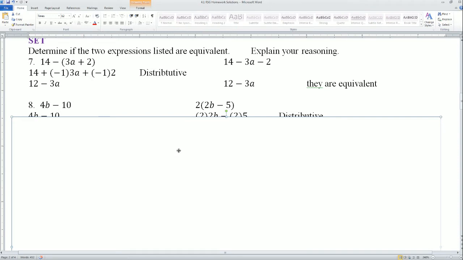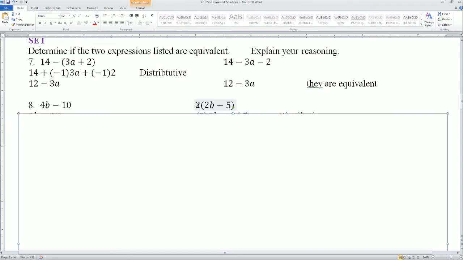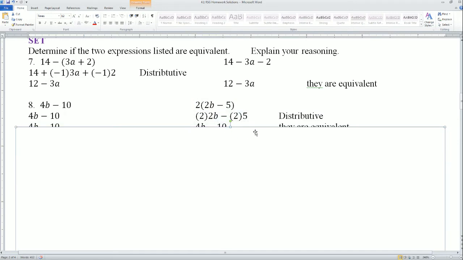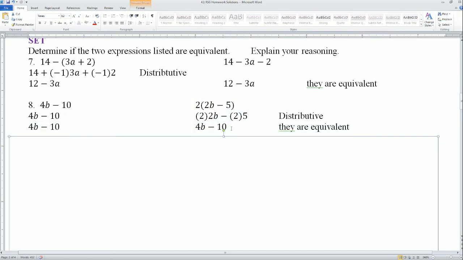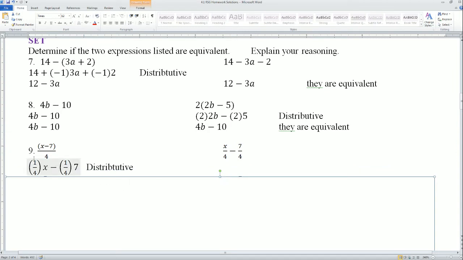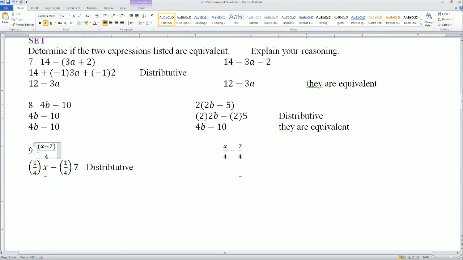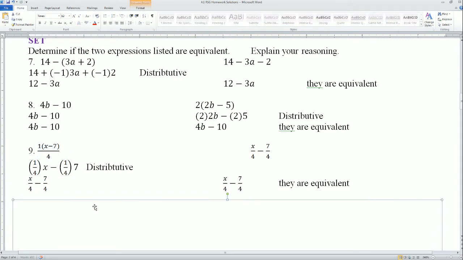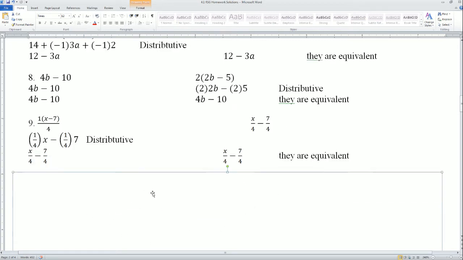Next, 4b minus 10. The right-hand side has 2 times the quantity 2b minus 5. Distribute the 2 to both terms. You get 4b minus 10. So we call those equivalent. Next, x over 4 minus 7/4. Here there's a 1/4 out front, because you see how there's actually a 1 here. So 1/4 is going to be distributed to each term. 1/4 times x becomes x over 4. 7 times 1/4 becomes 7 over 4. Looks identical, so you say those are equivalent.